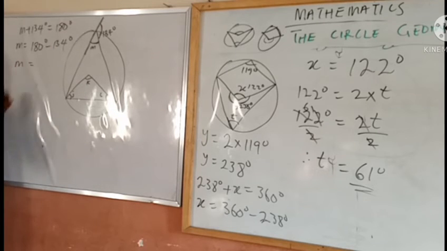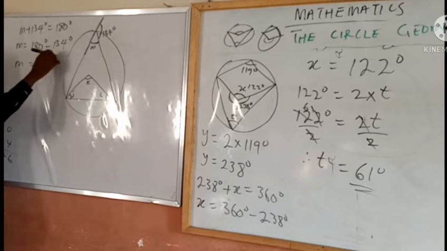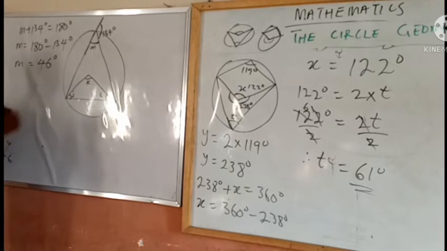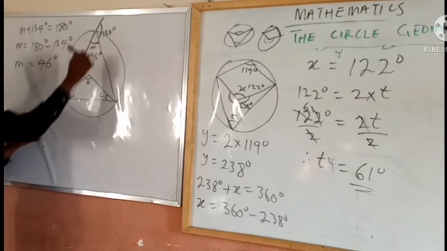And then what value do we get? 180 minus 134. 10 minus 4 here is 6. And 7 minus 3 here is what? 4. So that gives the value of what? 46 degrees. So we can see our M is 46 degrees, and 46 degrees can be positioned there.